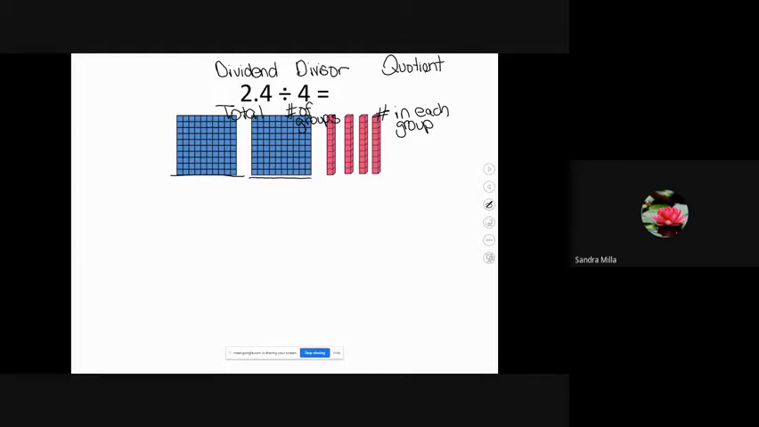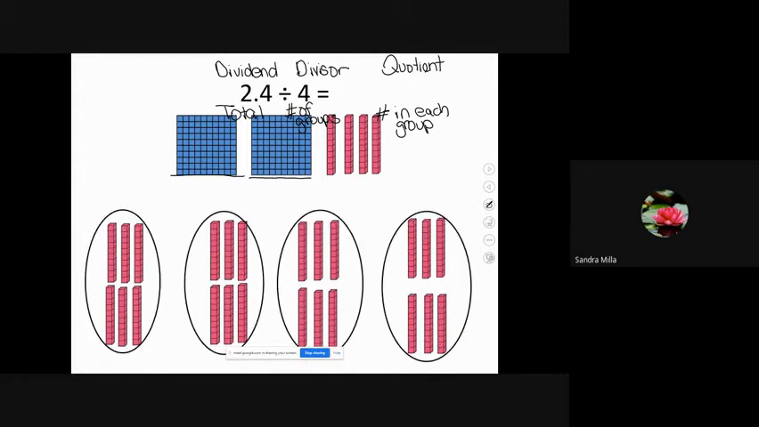Just as if you had money, if you had $2, you can't share it with 4 people, but the total amount can be shared with 4 people by you breaking up those dollar bills. So we have to go ahead and trade out those 2 wholes for tenths. With my 1 whole, I'm able to get 10 tenths, and so I was able to get 10 tenths right here because I traded it out.